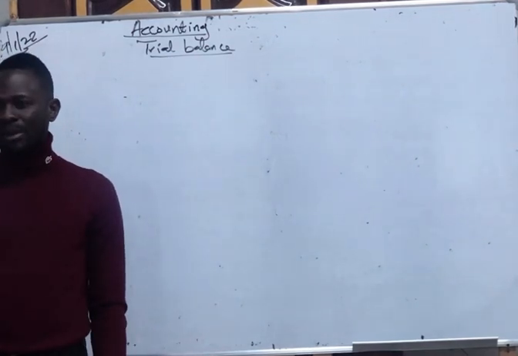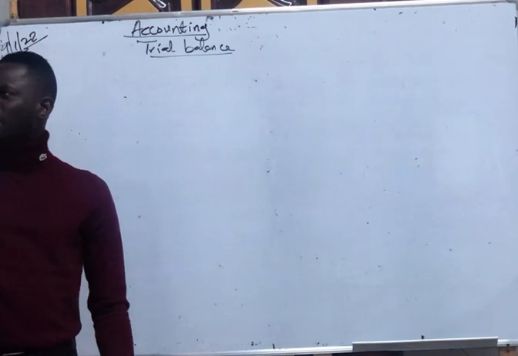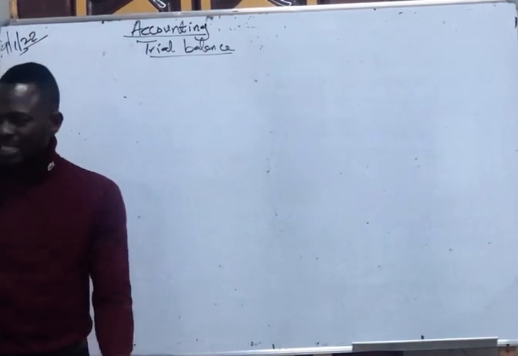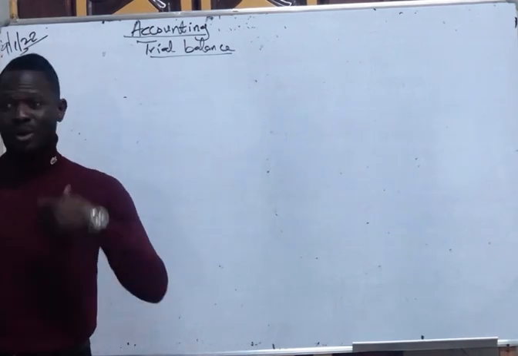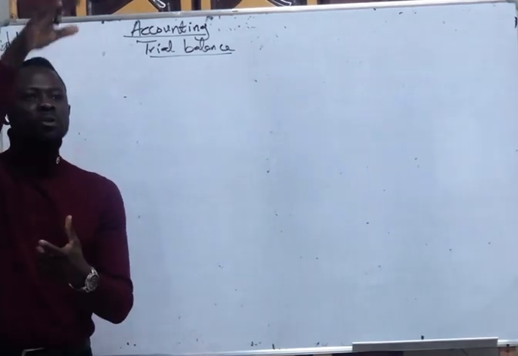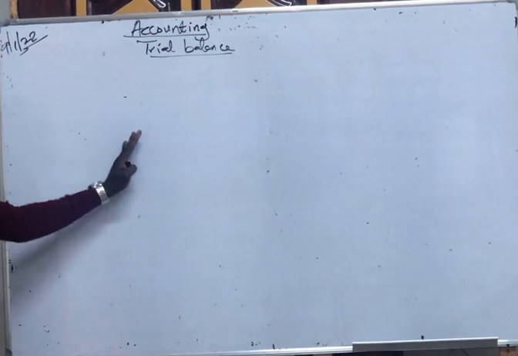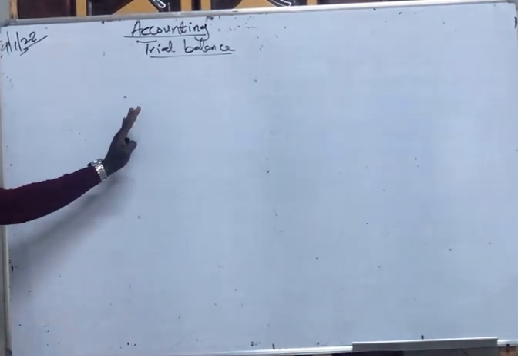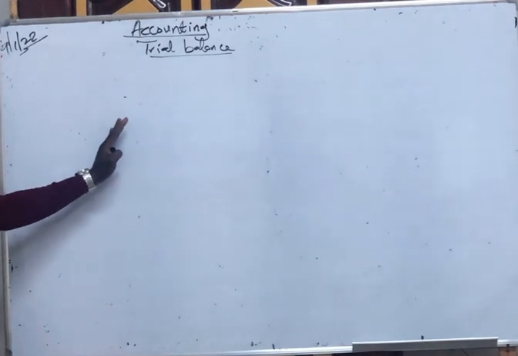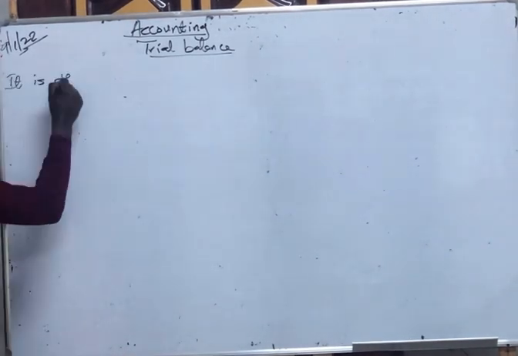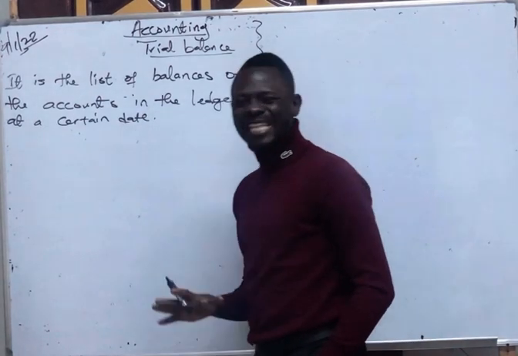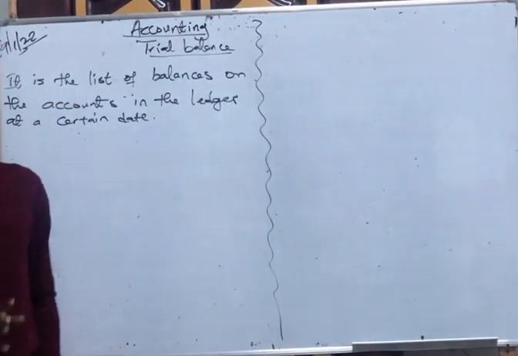Any question about a trial balance here? So you have money fixtures, you have machinery, you have debtors, you have creditors, you have capital, you have drawings. All these things are going to be placed on what? On a list of balances. So that's what we call a trial balance. Do you understand what a trial balance is here? Yes. Okay. At a certain date. Is it clear?